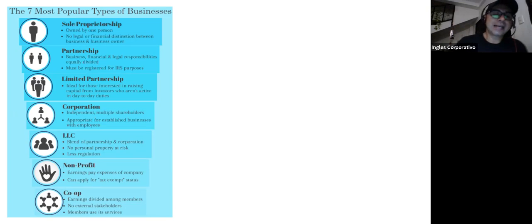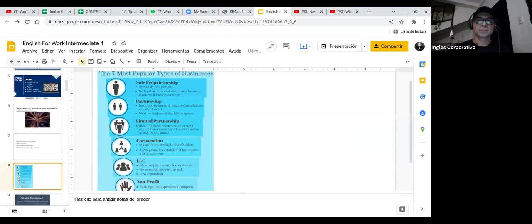So a co-op is for earnings divided among members, no external stakeholders. So all the members, they pay, right? And the members use its services. So you are part of the company and also you use the services. And this is exactly like in El Salvador, right? So that is exactly the same, a co-op, a cooperative, right? When you are going to enter into that kind of business, you need to pay, right? Not only to pay some money for you to have an account, but also for shares. They are like shares in the co-op. Do you have any questions on any of these types of businesses? Questions?